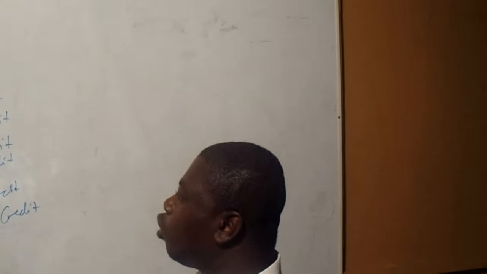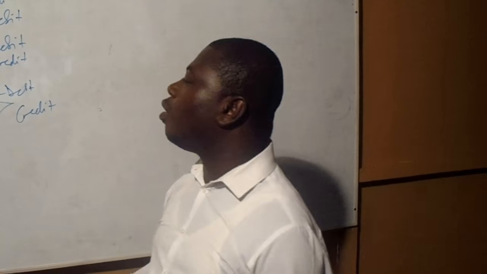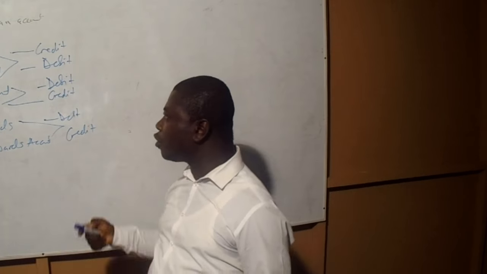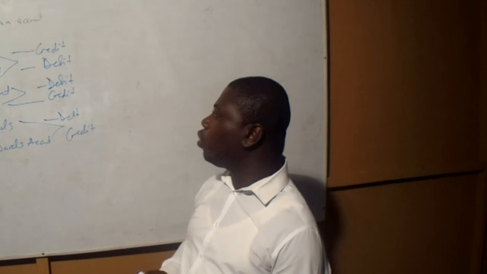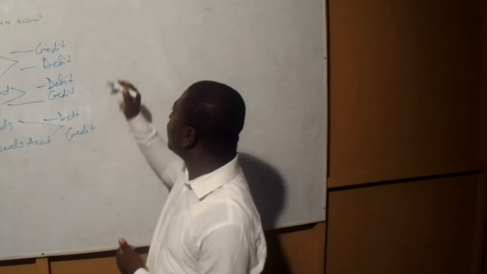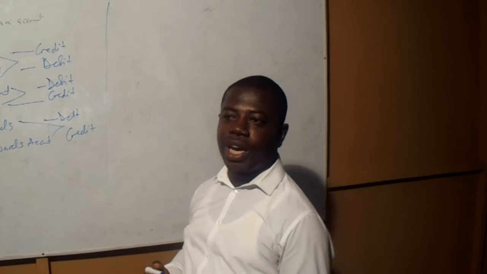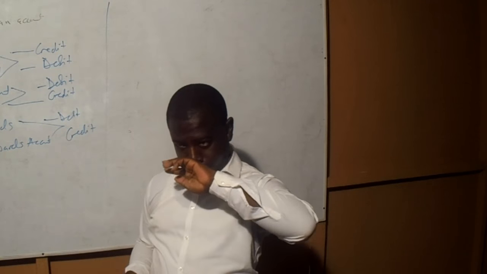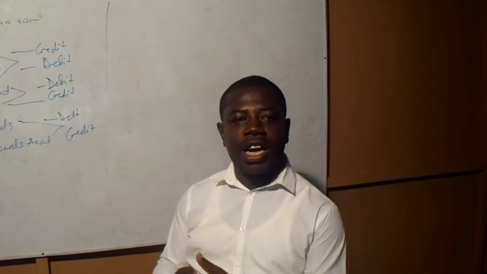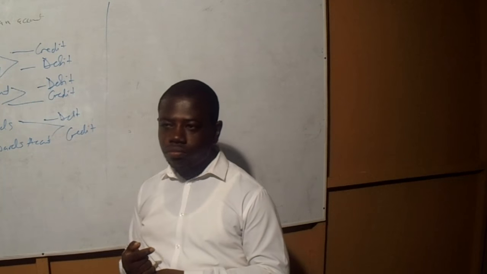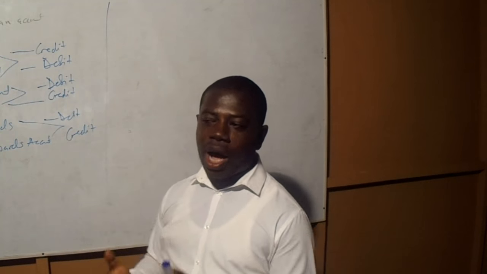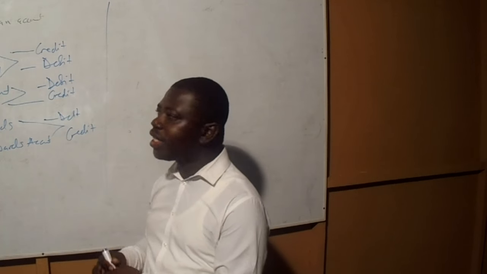Now, let me also explain something to you. When I was preparing the accounts in the previous video, when I got to capital, I told you that we are going to credit capital, and I told you I will explain why we are crediting capital. Now, what class of account is capital account? We always credit capital, but why? What class of account is it? What rule is guiding it?